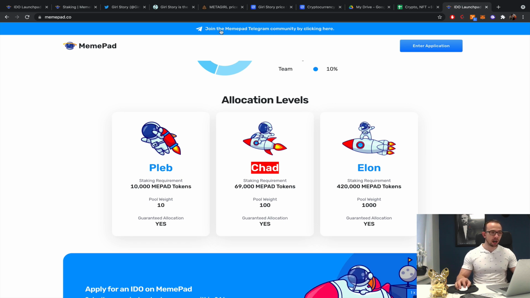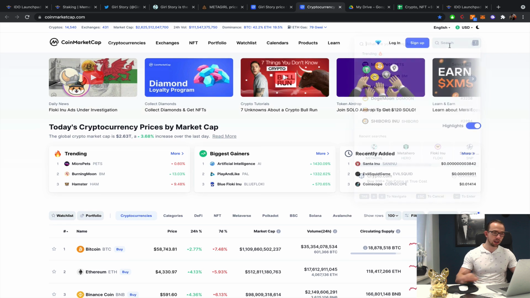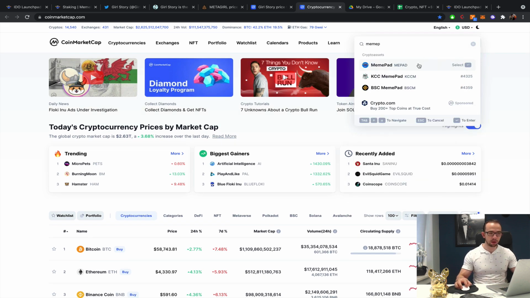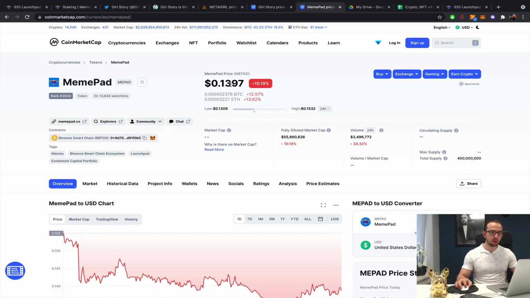So obviously, I have had tremendous gains just on the MEPAD token itself. I got in a couple of weeks ago and the price has steadily gone up. You can join this for, let's see how much currently. CoinMarketCap, pull up the Memepad token. It's about 13 cents right now.